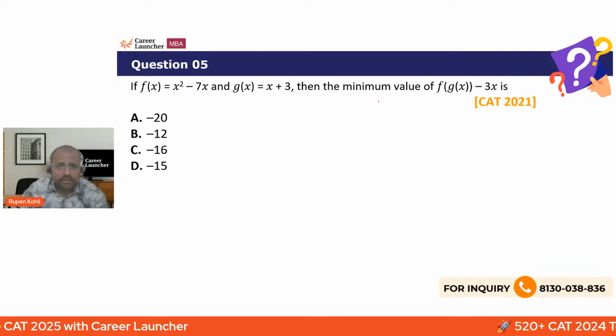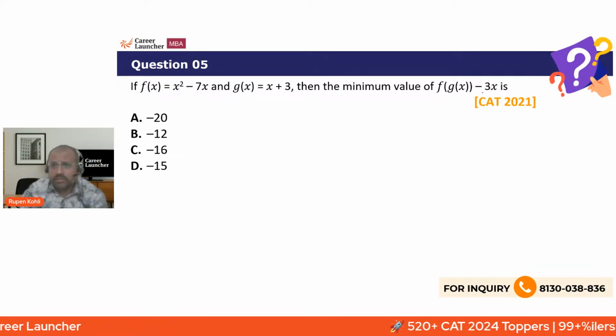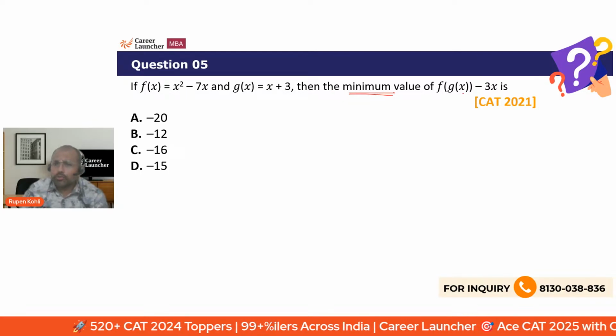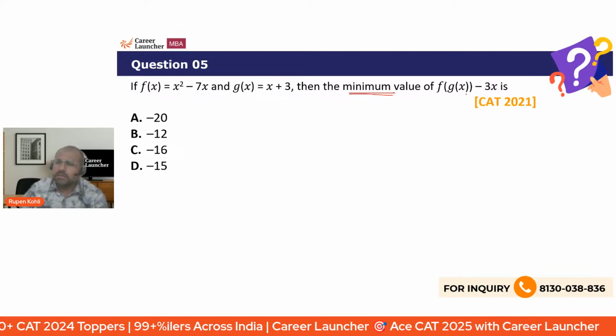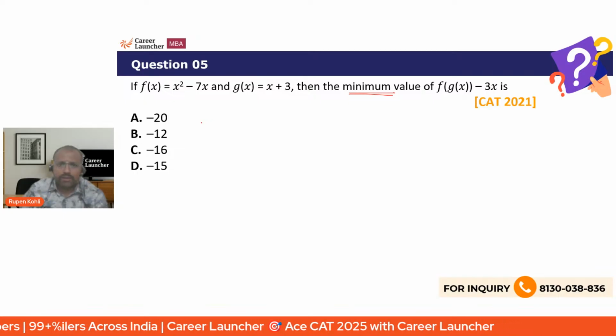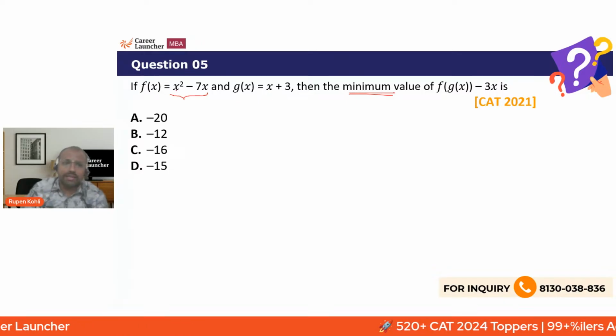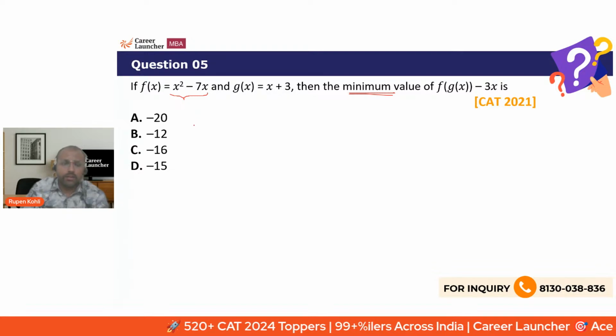So first we have to find the expression for this and then minimize it. So this is quadratic, this is linear. This should also turn out to be a polynomial, maybe quadratic, maybe something else. Let's check out. So f of g(x) minus 3x. So f of g(x) means wherever you're seeing x in the definition of f, replace it with g of x. So in this equation, replace x with x plus 3.